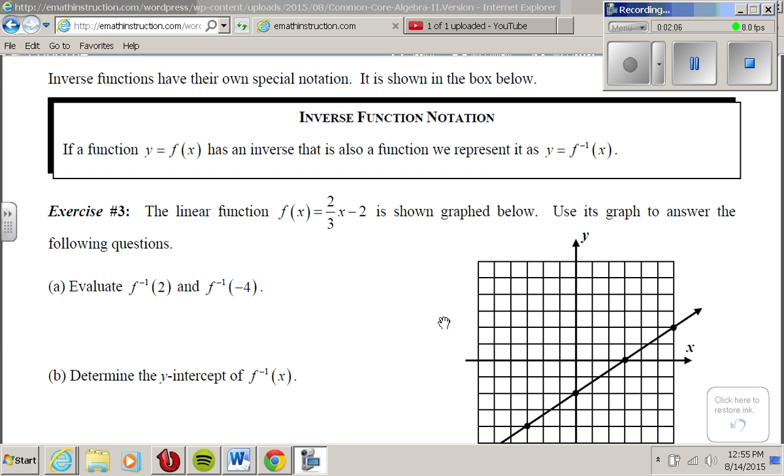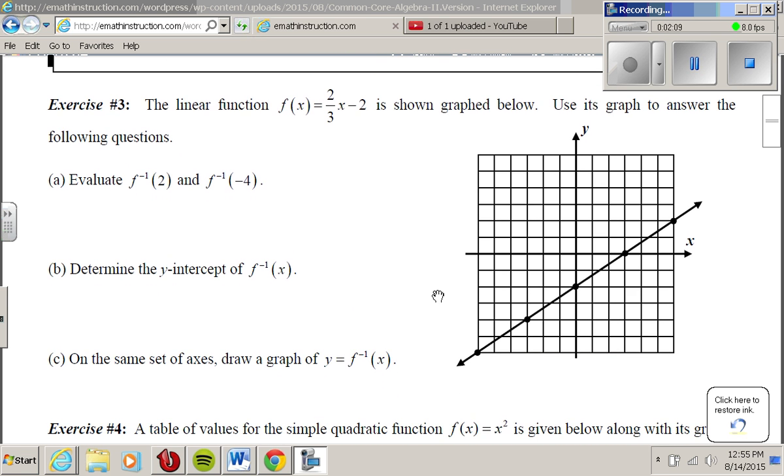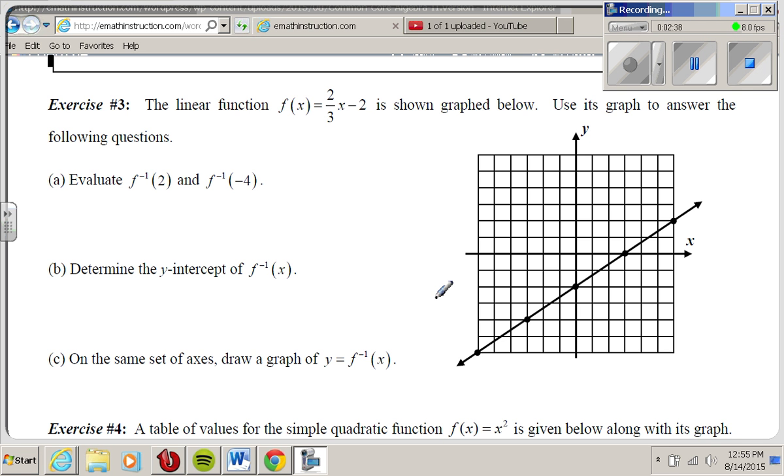So let's take a look at what a graph of an inverse might look like. So I've got my function f of x equals 2/3 x minus 2. It's graphed below. We're going to use the graph to answer some of the questions. Now, again, we know that if we want the inverse of the function, what we do is we take the points and we switch their domain and their range, okay? So if it's easier for us, we can skip down to step C first and graph that function so we can see what that inverse function looks like in order to understand where we're getting the values in part A and part B. All right, so let's do that first. I think it just makes a little bit more sense to do that.